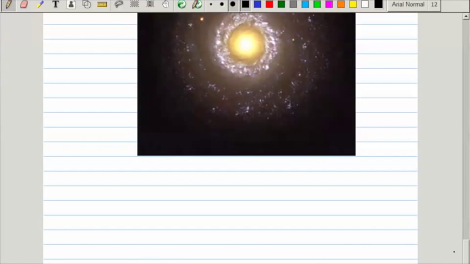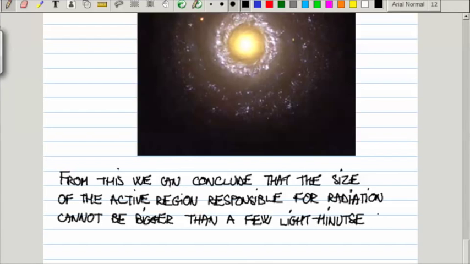So the size of the active region is on the order of an astronomical unit, which is tiny compared to the size of the galaxy of 100 or a few hundred thousand light years. So the region from which they emit energy is very, very small compared to the size of the galaxy, right? So that's comparable to one astronomical unit and is much smaller than the diameter of the galaxy.